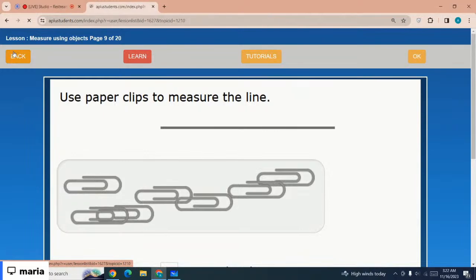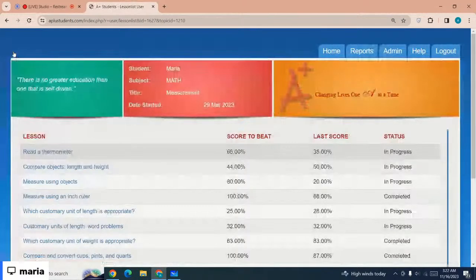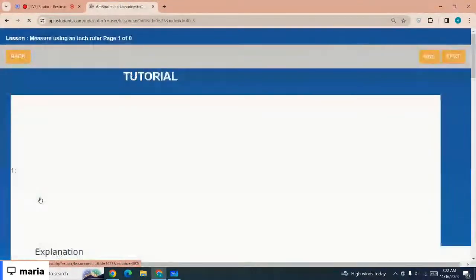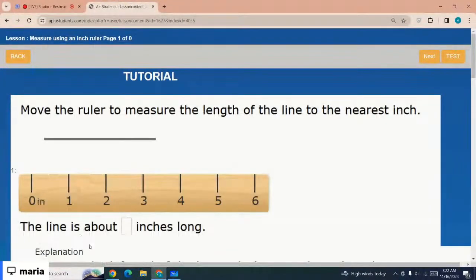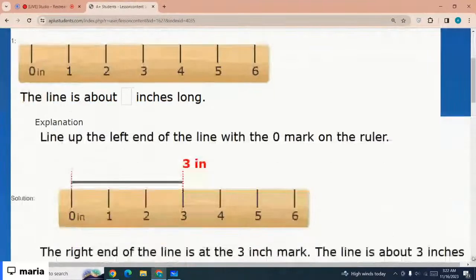And the next one is measure using an inch ruler. Okay, so how do we measure the line using an inch ruler? You have to match the left corner of the line with the left corner of the ruler, right? Like this. You have to match this with the 0. Match the left end of the line to the 0.